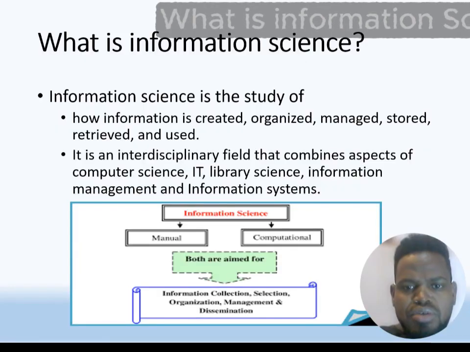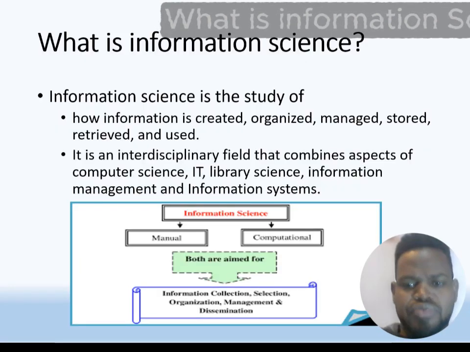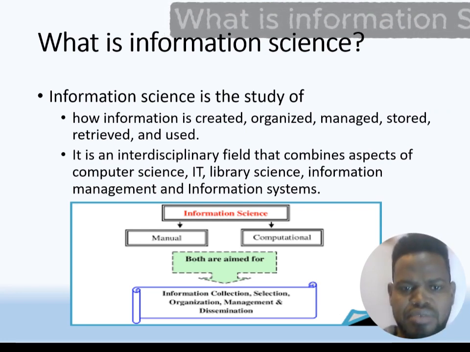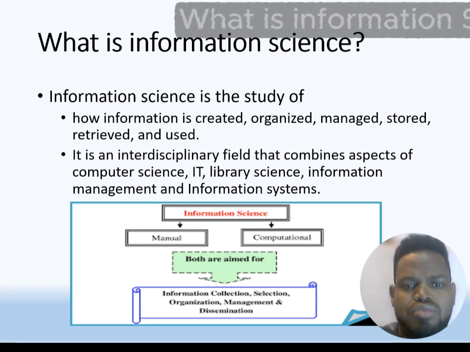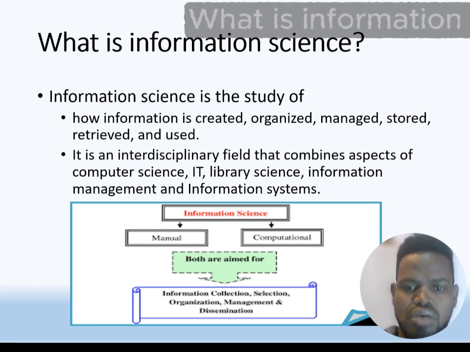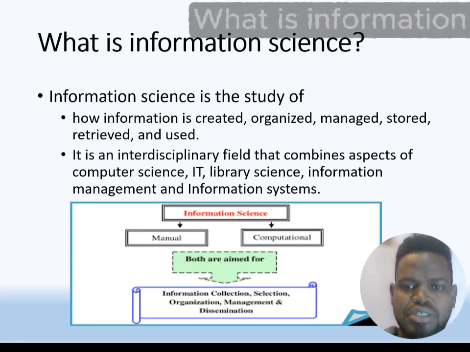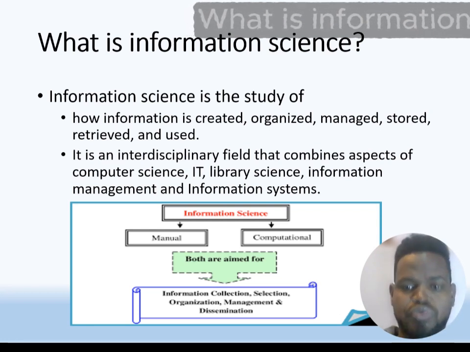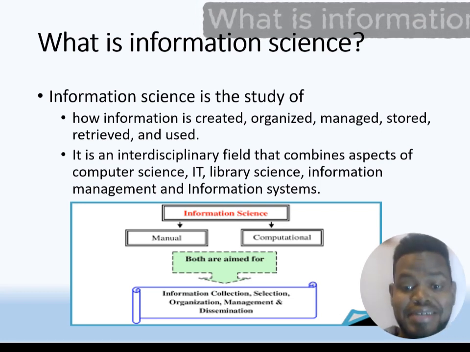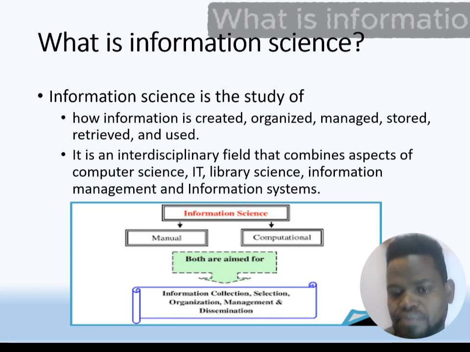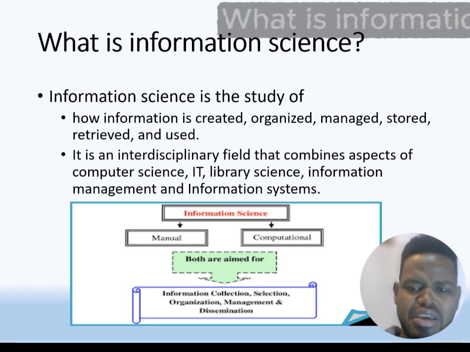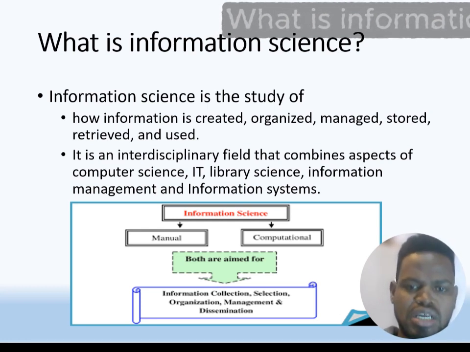So when we come to information science, what do we mean by information science first? Basically, when we are talking about information science, it's all about how information is created, organized, managed, stored, retrieved, and used for different purposes. It is also an interdisciplinary field, because information science touches different subject areas, and you can apply it in any area, in business, education, health.